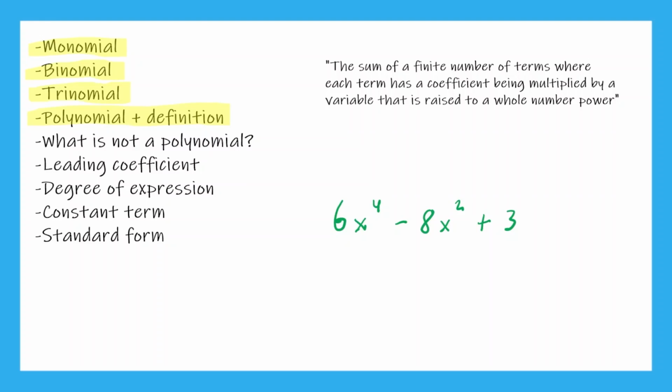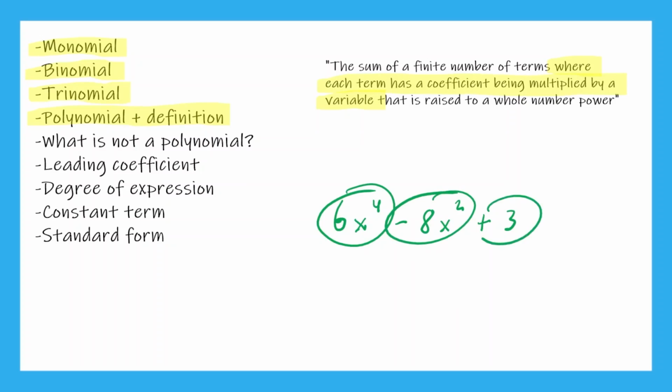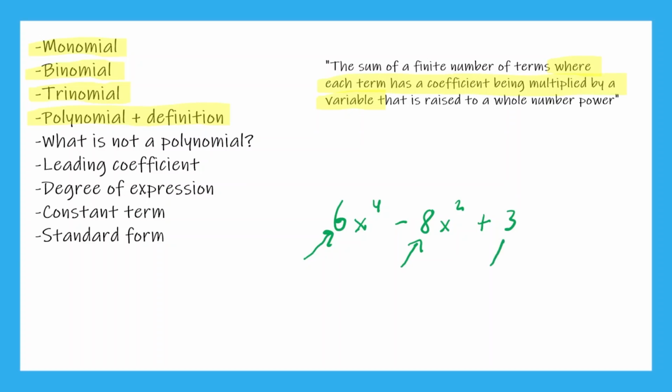Okay, so this next part of the definition says where each term has a coefficient being multiplied by a variable. Okay, so let's see if our example fulfills that part. So each term has a coefficient. We have term, term, term. Let's see if each term has a coefficient, first of all. The coefficient here is 6. The coefficient here is negative 8. And the coefficient here is positive 3.